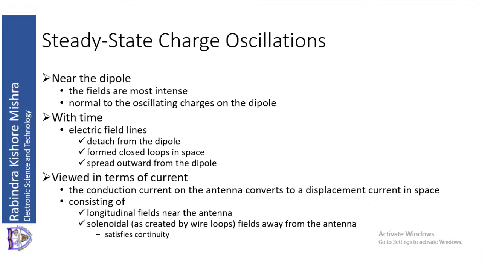The conduction current on the antenna gets converted to displacement current, which consists of longitudinal fields near the antenna and solenoidal fields away from the antenna. The solenoidal fields are created by the wire loop, and they satisfy the continuity condition. Next.